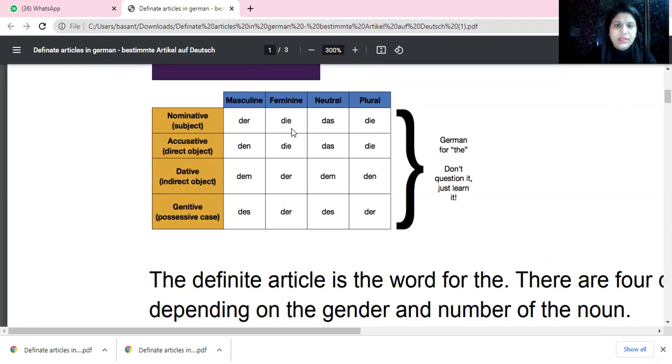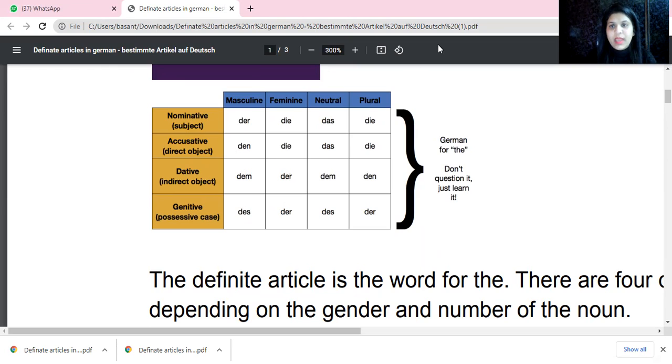If you see, these are the same. Feminine is same. Neutral is same. Plural is same. So the only change is in masculine, which is den. So der, die, das, die is becoming den, die, das, die.